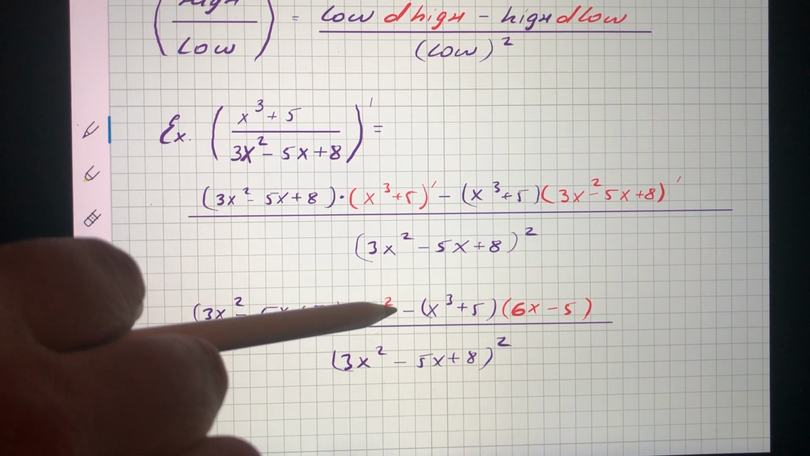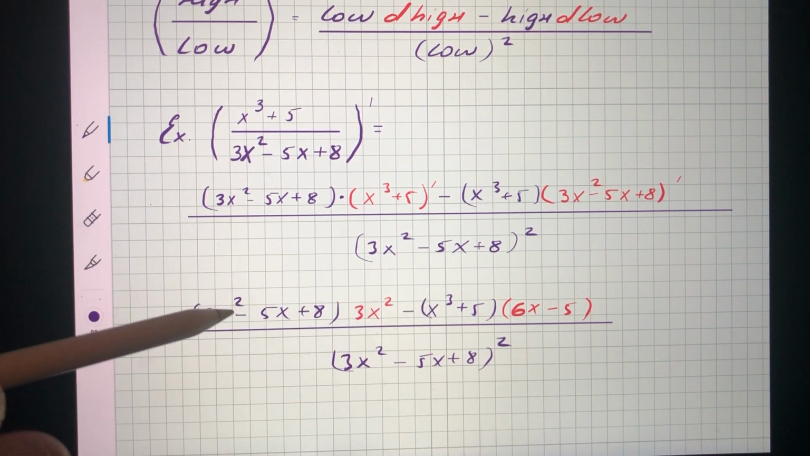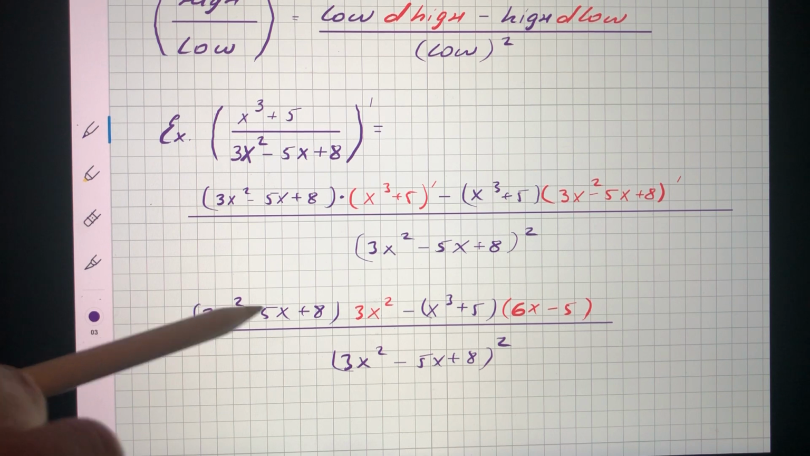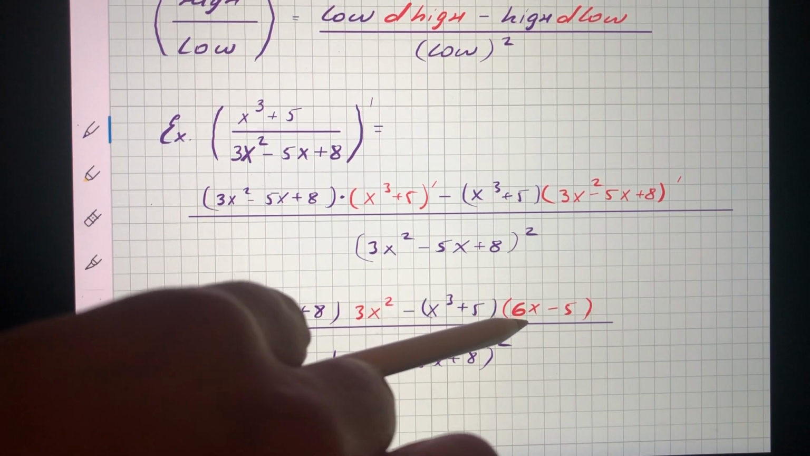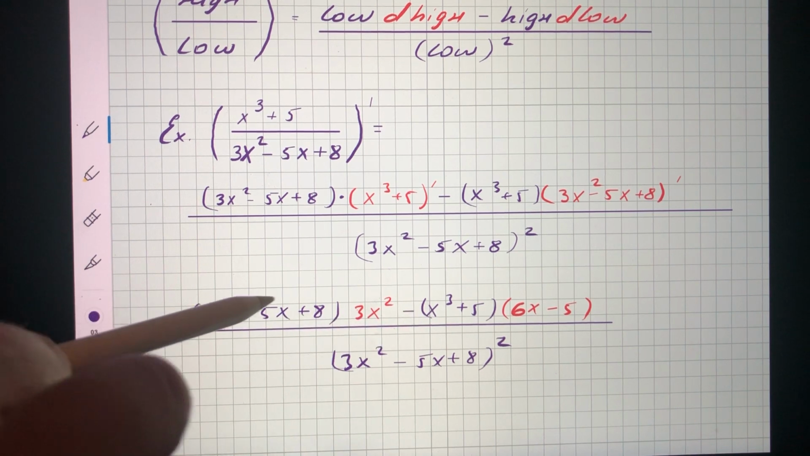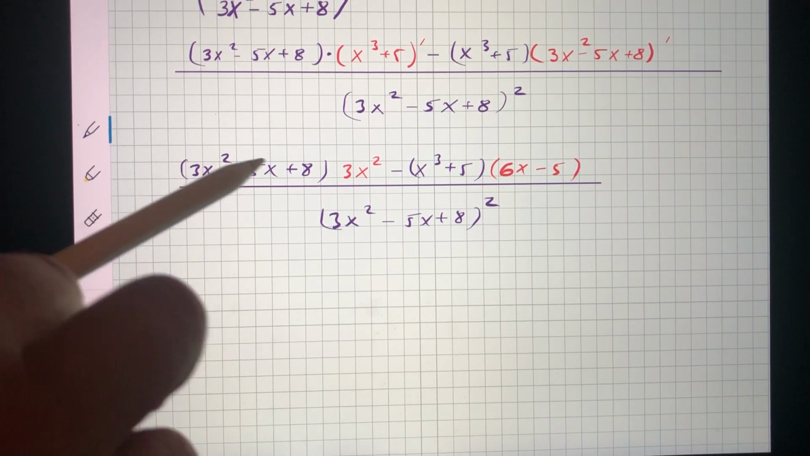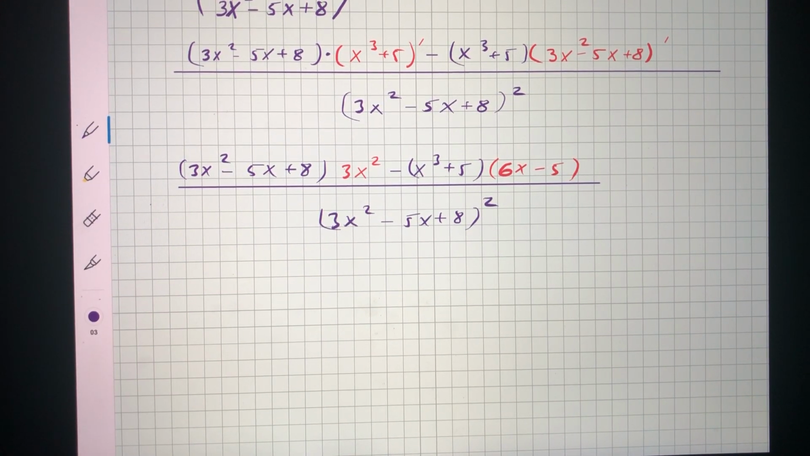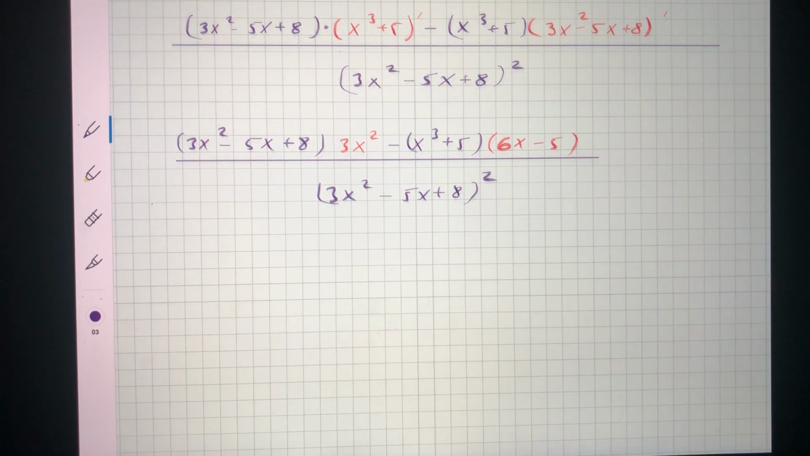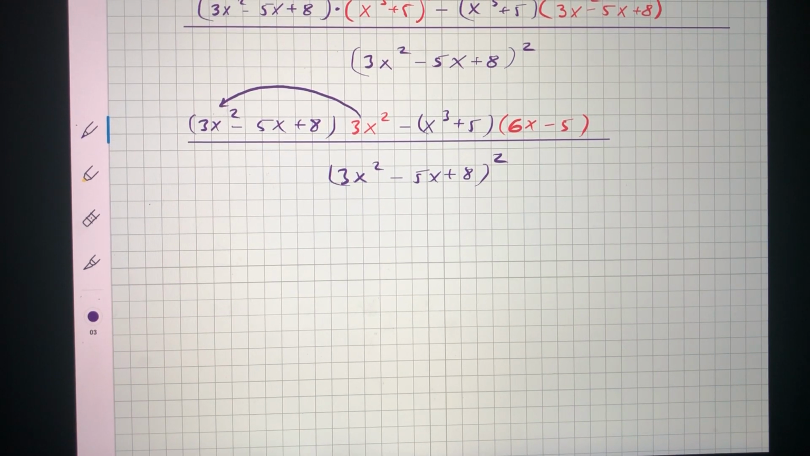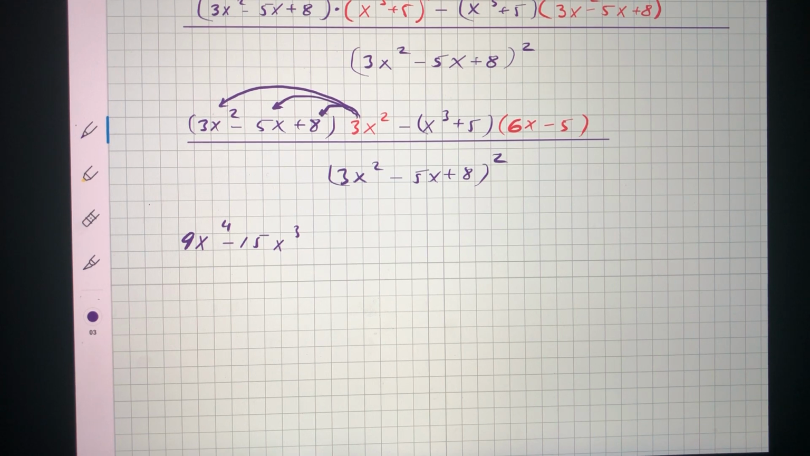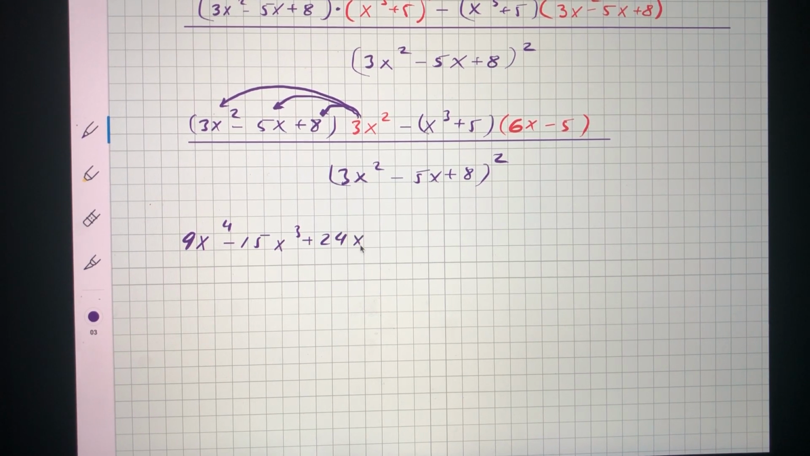At this point we could multiply through the top and we would be able to simplify, because we have 3x squared times 3x squared, that's x to the fourth. We also have x to the fourth here. 6x times x cubed is x to the fourth, so we'll be able to simplify this. In fact, let's do that. Let's simplify this a little bit, and we will keep the bottom as it is. So if I'm on a test, perhaps my instructor would want a simpler version, so let's go ahead and do that. 3x squared times 3x squared makes 9x to the fourth. 3x squared times negative 5 makes negative 15x to the third. 3x squared times 8 would be 24x squared.